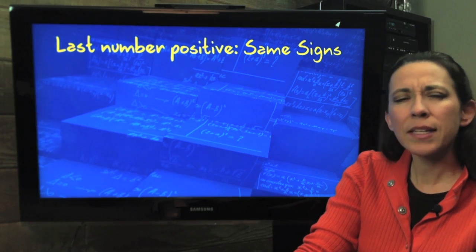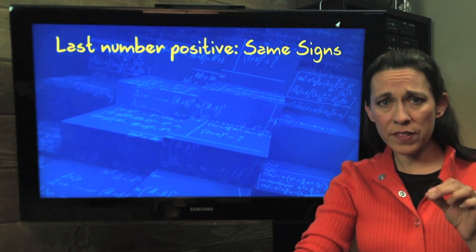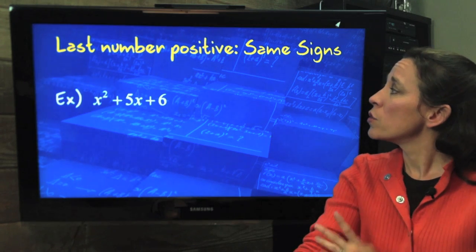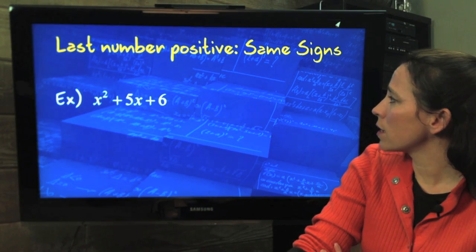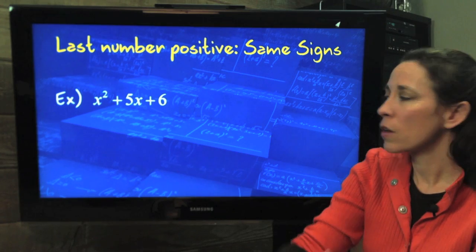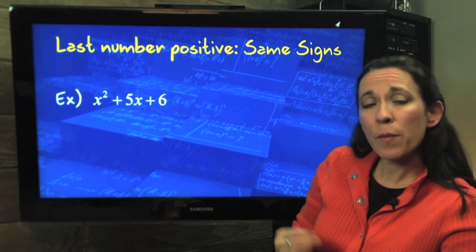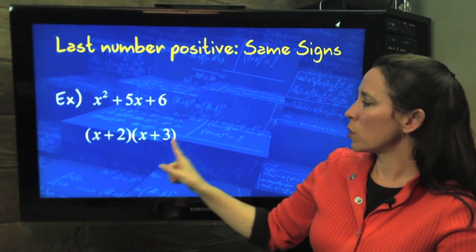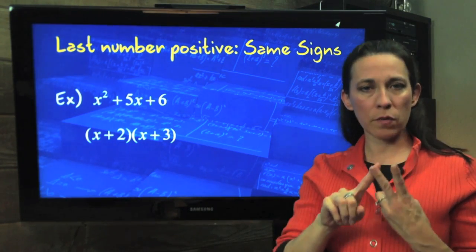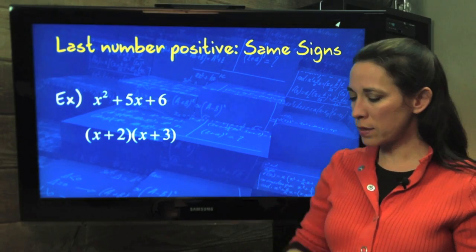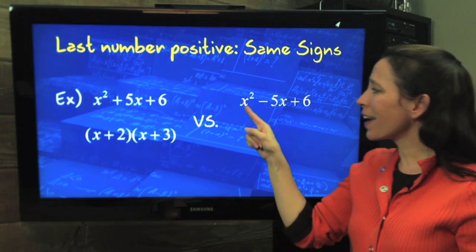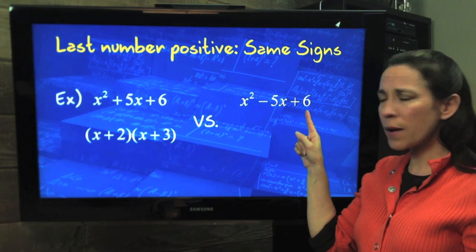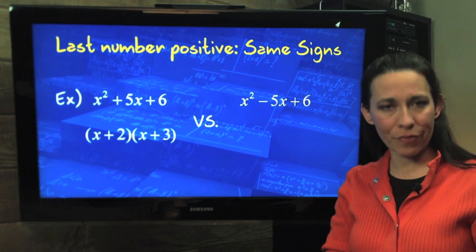So just something to think about as far as the signs go, because oftentimes it's either your multiplication tables or your sign rules that will hold you back. So if your last number is positive, you're going to have the same signs. For example, here, if you've got a positive 6 adding to a positive 5, then I'm going to use a positive 2 and a positive 3, because positive 2 times positive 3 gives me a positive 6, and it also adds to 5. But if I had the exact same problem, notice it has to multiply to give me a positive 6, but it has to add to give me a negative 5.